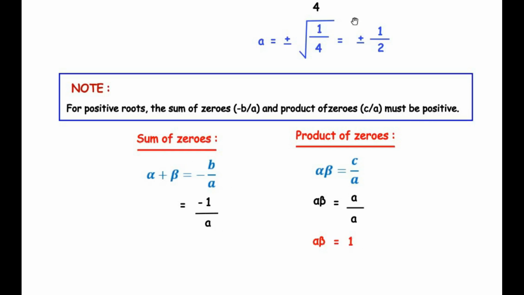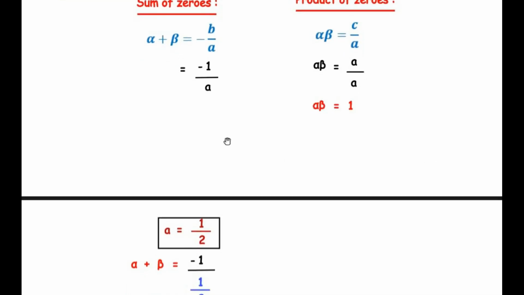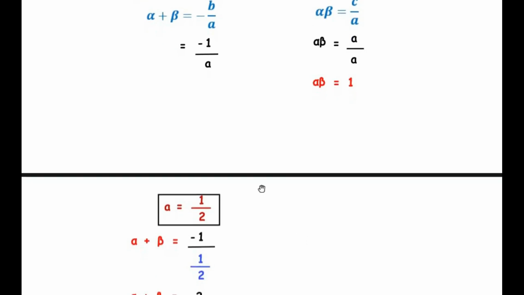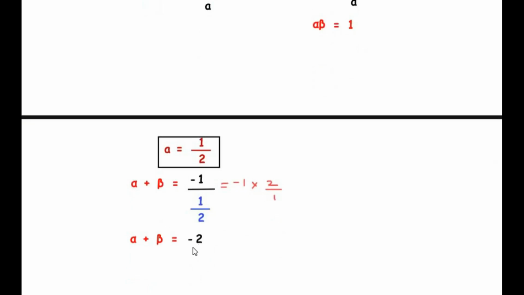So in place of a, we are going to plug in the value 1 by 1 which we have got over here, starting with a is equal to positive 1 over 2. So here we have taken the value of a as positive 1 over 2 and we have plugged it in the sum of zeros we have got, that is alpha plus beta is equal to minus 1 over a. In place of a we have written positive 1 over 2. Now here we get negative 1 stays the same, the division becomes multiplication and the fraction 1 over 2 flips, giving us 2 over 1. So here alpha plus beta becomes negative 1 times 2, giving us negative 2 over 1 or negative 2. So a is equal to 1 over 2 gave us negative sum of zeros.